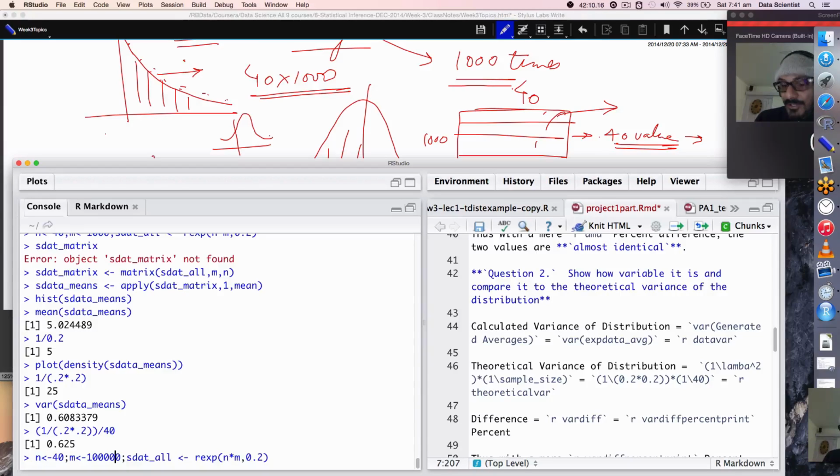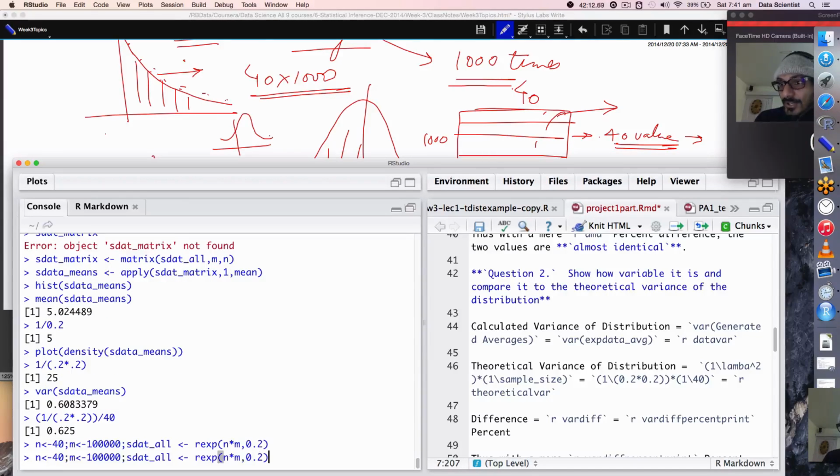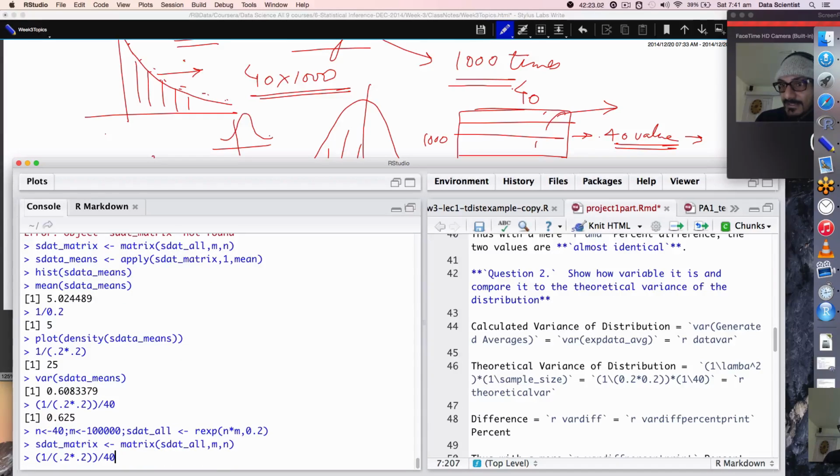So I'm repeating this experiment. I get my stat all, and from that I create the matrix. And from that, I do the apply function. Let me just type it out. I say apply.